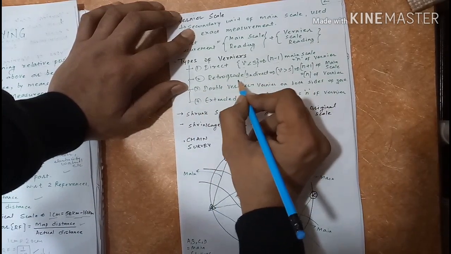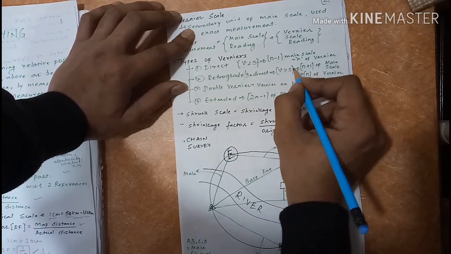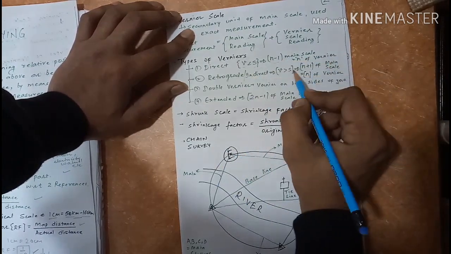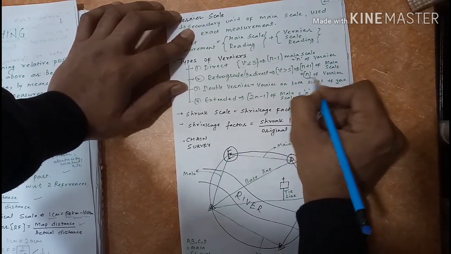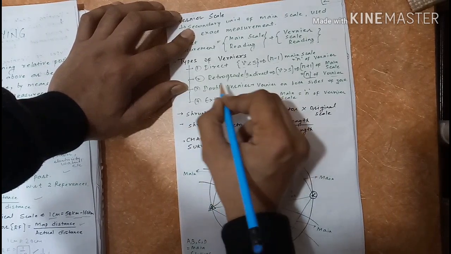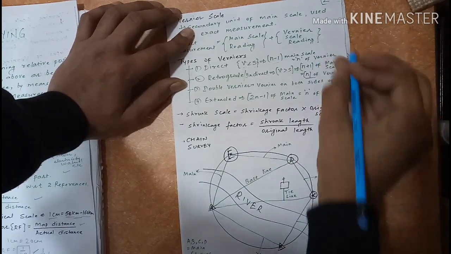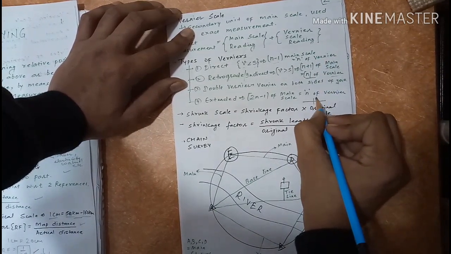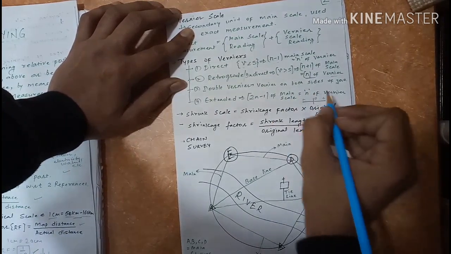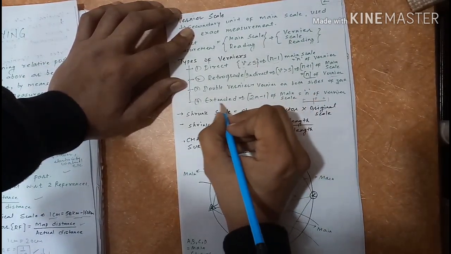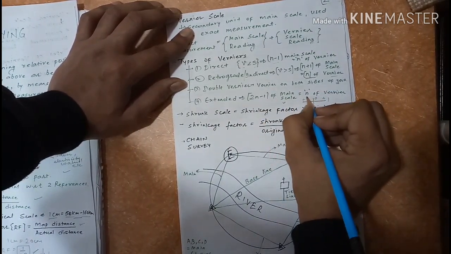The next one is retrograde or indirect vernier. In this, Vernier scale divisions are larger than the main scale divisions. In this, n+1 divisions of main scale are equal to n divisions of vernier. The third one is double vernier. In this, there are verniers on both sides of 0. For example, 0 is here, and the vernier is on this side and this side also, both sides. That's why it is called double vernier. In the extended vernier, 2n-1 divisions of main scale are equal to n divisions of Vernier scale.